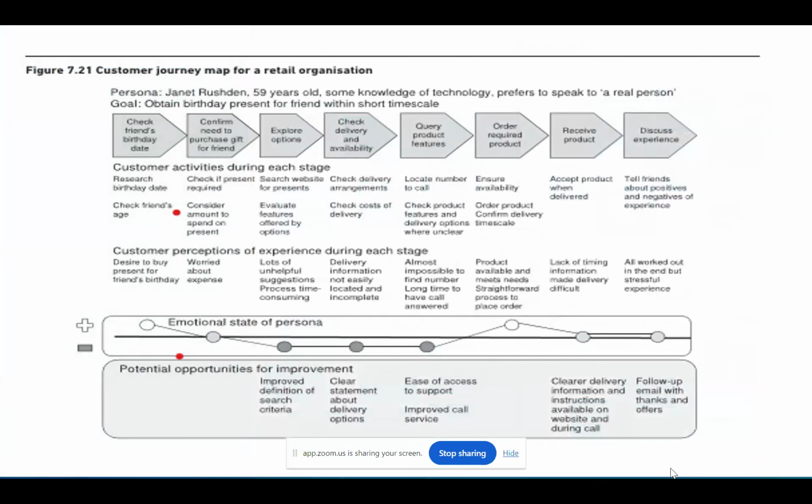So this is a journey map for a retail organization. As you can see, you've identified who the persona is. The persona is Janet. She's 59. She has some knowledge of technology. She wants to speak to a real person rather than interact with a chat box or search online or whatever it is. So, I'd rather pick up the phone and call a real person. And her goal basically is very simple. I want a birthday present for my friend in the next short time scale, could be a day, a week, whatever.